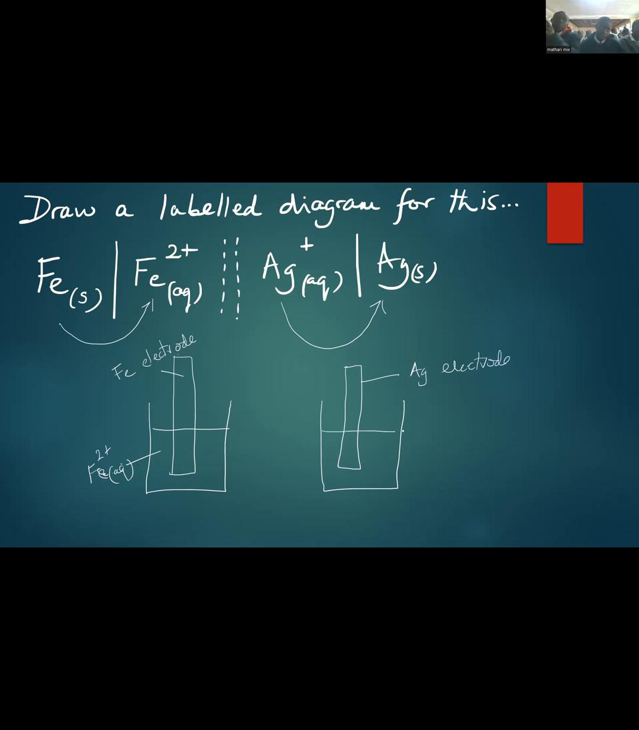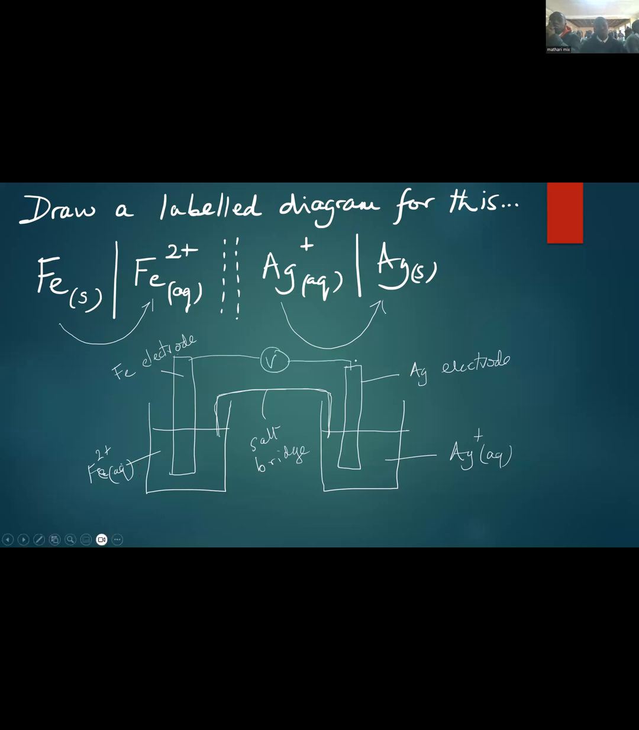And I have a solution here, which is Ag+ (aq). I have a salt bridge which links them. You can always just draw it like a little pipe or something like that. So there's my salt bridge. But I must remember, somebody forgot it, I must have my voltmeter between these two.